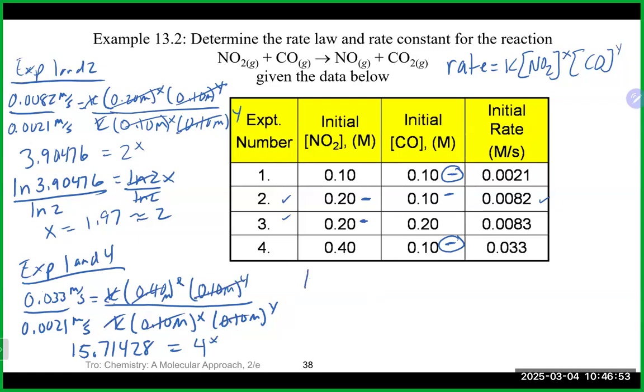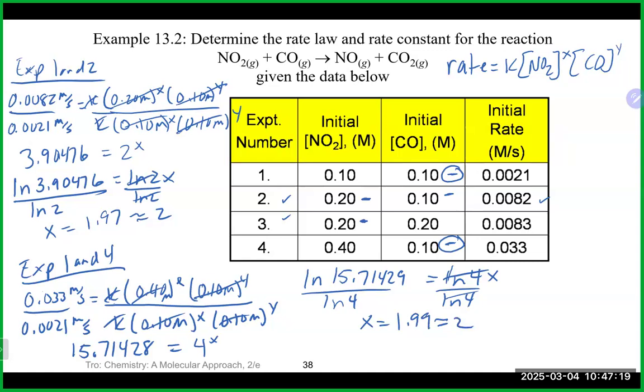Once again, here we would natural log the 15.71429, which really is equal to the natural log of 4 to the X. Divide the natural log of 4 back over. And again, as you can see, not a really perfect whole number in this case either, but it should in the end get us to an X value of 1.99, which again is 2.